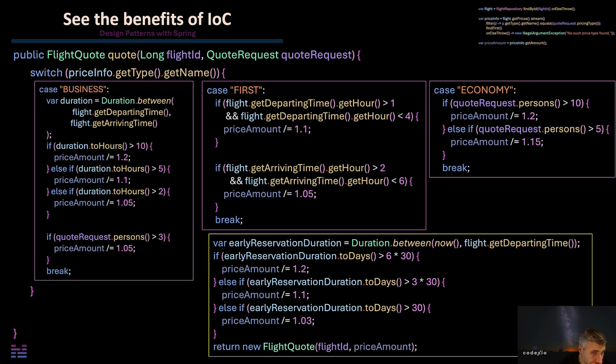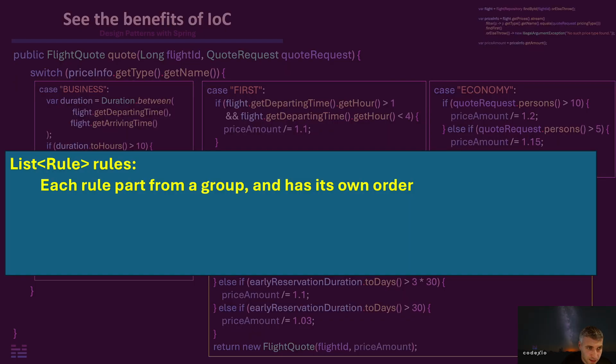And let's get back to what we have here. So we have a lot of grouped if else's, like for the duration, for the persons, for the arriving time, for the difference between the current time and the departing time, and all of these things can be reduced down to something called a rule, and each rule can be a part of a group, and it can have its own order, so the groups can be executed in order. And not only the rules can have order inside the group, but the whole groups can have order too.